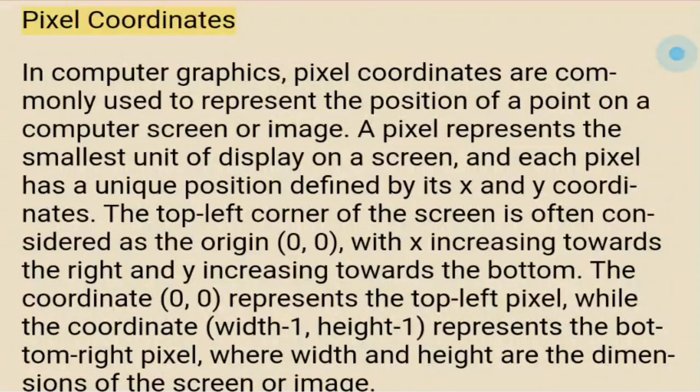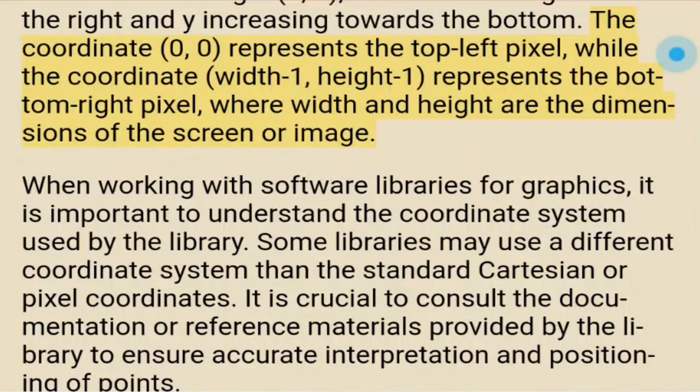Pixel coordinates. In computer graphics, pixel coordinates are commonly used to represent the position of a point on a computer screen or image. A pixel represents the smallest unit of display on a screen, and each pixel has a unique position defined by its x and y coordinates. The top left corner of the screen is often considered as the origin, 0, 0, with x increasing towards the right and y increasing towards the bottom. The coordinate 0, 0 represents the top left pixel, while the coordinate width-1, height-1 represents the bottom right pixel, where width and height are the dimensions of the screen or image.